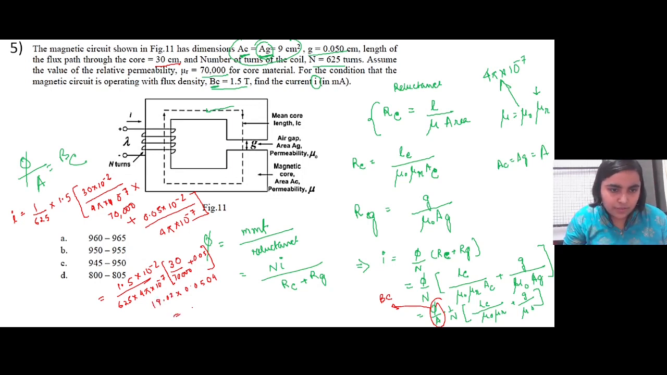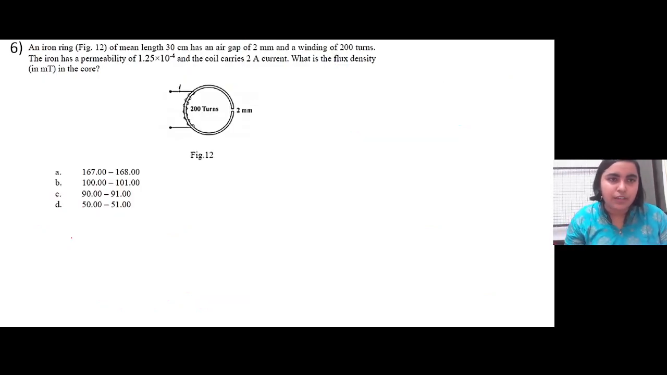This comes out to be 0.9631, so it is 963.1 milliampere. So 960 lies in this particular range, right? So option A would be the correct option. I hope this is clear. The next problem is kind of similar.